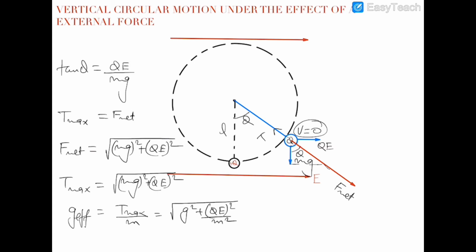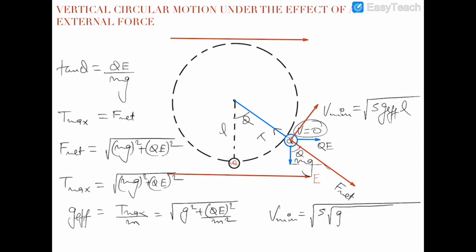So we can say that from this position shown, we have to project the ball with a minimum velocity V minimum, which is equal to root of 5 g effective into L. So V minimum will be root of 5, again root of g square plus QE square upon m square, into L. With this velocity, if you project the ball from this position, then it will complete the vertical circle, and now this position will be the position of maximum tension, and the position just in front of this position will be the position of minimum tension. This will be the minimum tension.